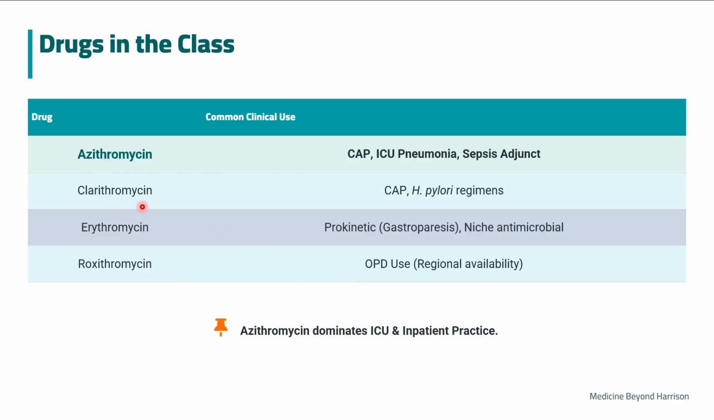Azithromycin and clarithromycin are the currently used macrolide antibiotics of this class, of which azithromycin is the most used for community-acquired pneumonia, ICU pneumonia, and sepsis adjunct, and is also one of the drugs of choice for Salmonella typhi, even for MDR Salmonella typhi. Clarithromycin can also be used for community-acquired pneumonia. It is part of the H. pylori eradication regimens. So azithromycin dominates in the ICU in community-acquired pneumonia, ICU pneumonia, not for other use cases, and in inpatient practice also it's used.